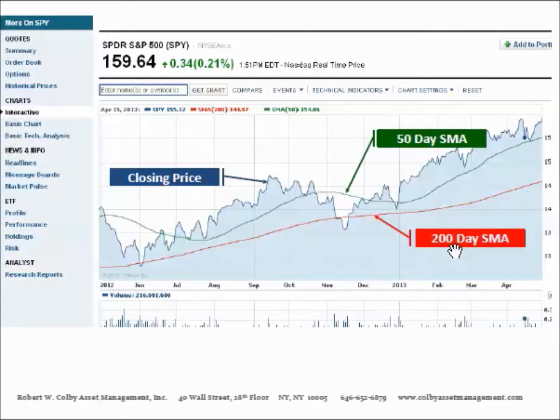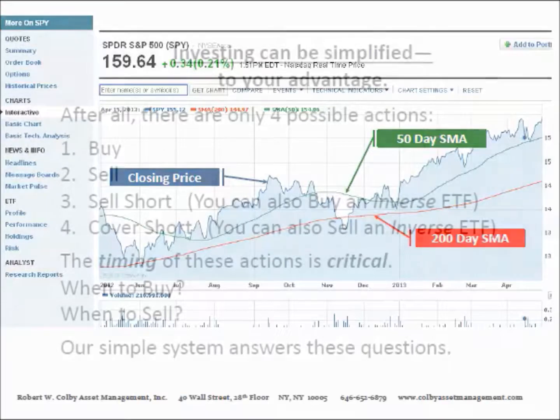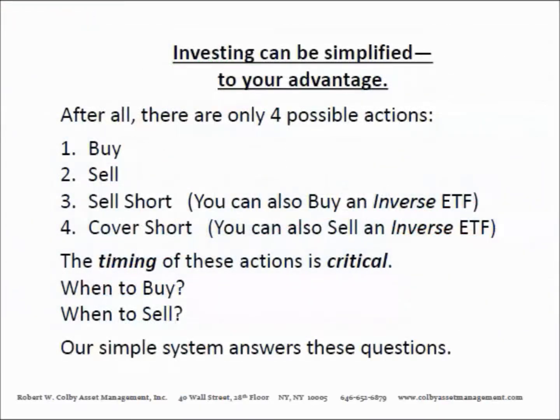Good. Now I'm going to tell you, looking at this chart, simple rules to follow to buy and sell. This couldn't be any easier. Here we go. There's only 4 possible things you can do. You can buy, sell short, and cover short. Selling short and covering short require a margin account. A lot of people don't have a margin account, so if it doesn't apply, you can't do it. You may be able to use an inverse ETF and accomplish the same goal as selling short and covering short.